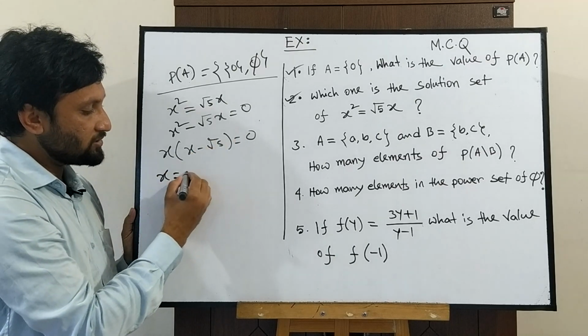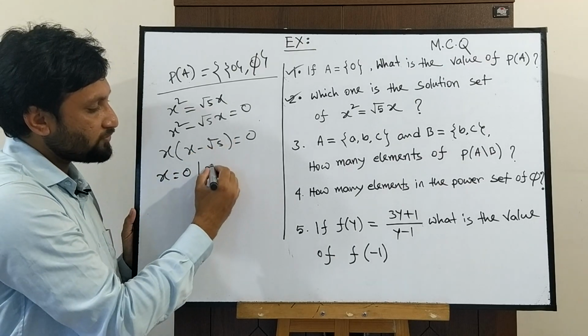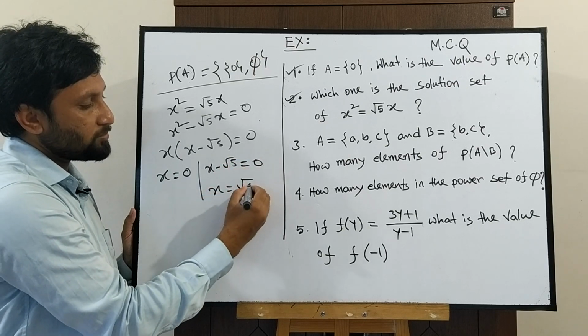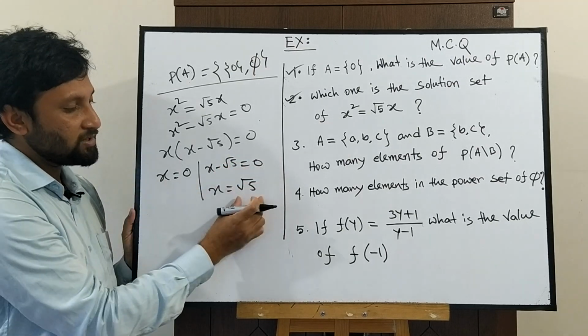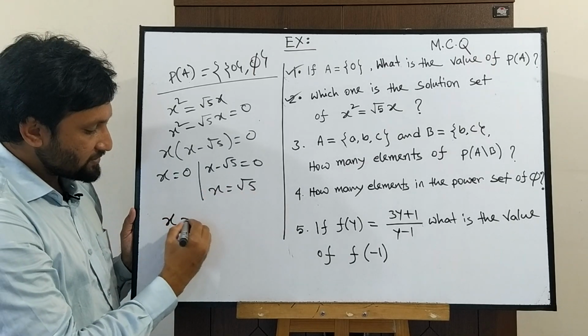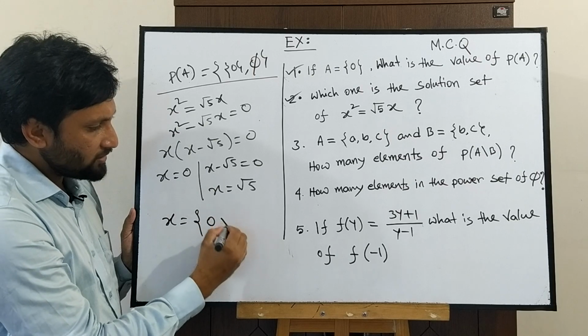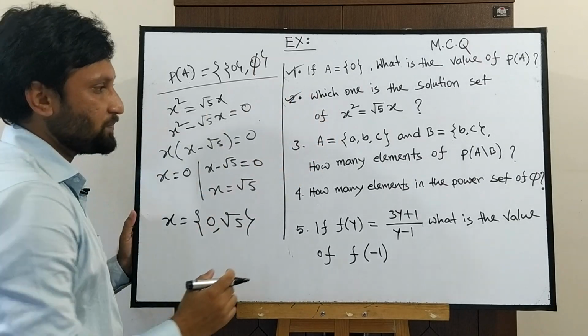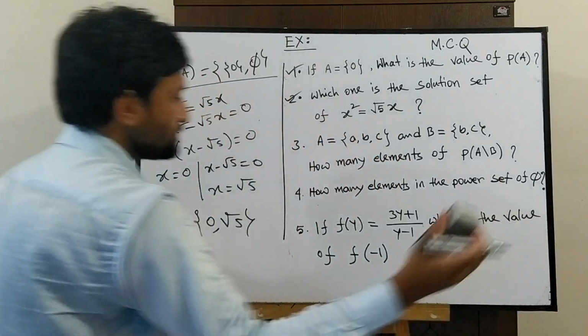So we can say x equals 0 or x minus root 5 equals 0, that means x equals root 5. So the solution of x is 0 and root 5. We write the solution set as x equals 0 and root 5. This is the solution set of this equation. Okay, now 3.